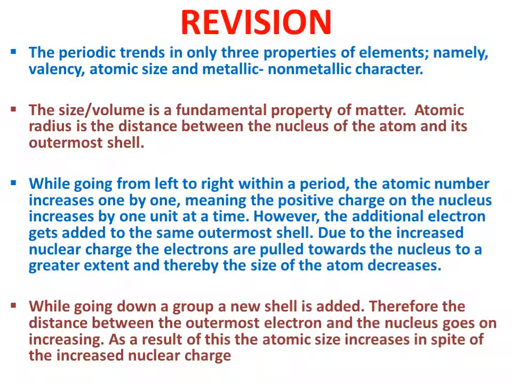While going down a group, a new shell is added. Therefore, the distance between the outermost electron and the nucleus goes on increasing. As a result of this, the atomic size increases in spite of the increased nuclear charge. Now, we are going to study the new point, metallic and non-metallic character.